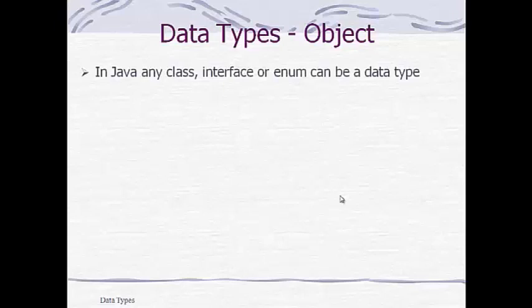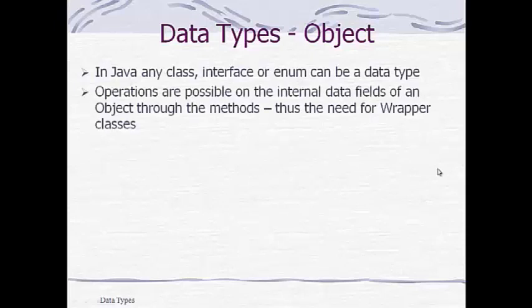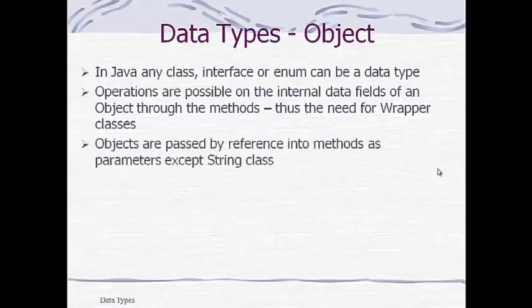Object data type. In Java, any class, interface or enum can be a data type. Operations are possible on the internal data fields of an object through the methods. Thus, the need for wrapper classes. Objects are passed by reference into methods as parameters except String class. All primitive types are passed by value.